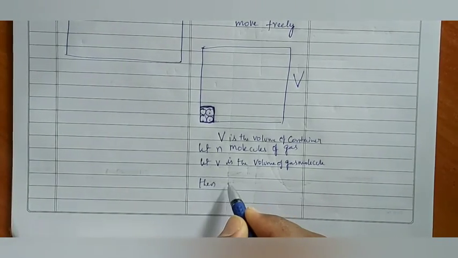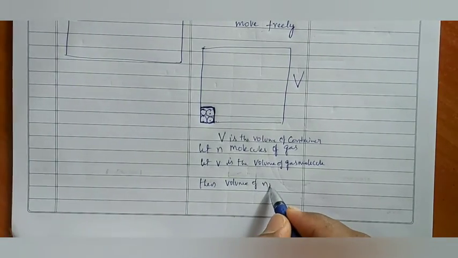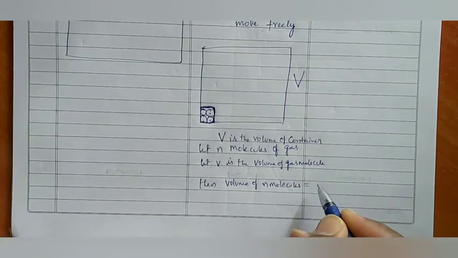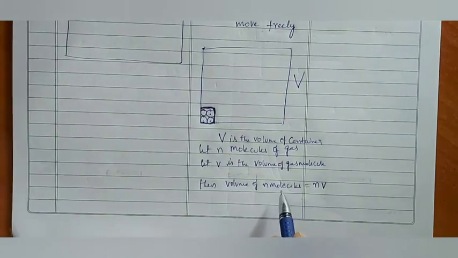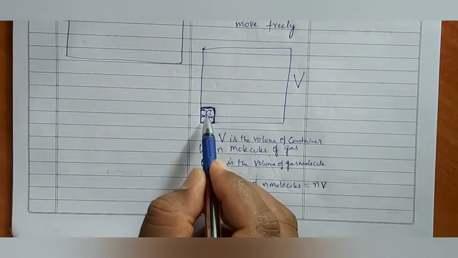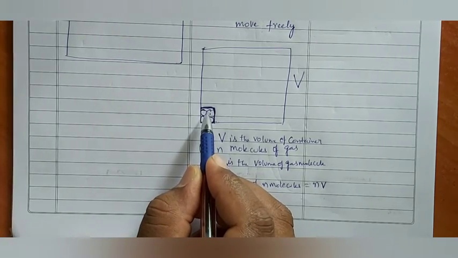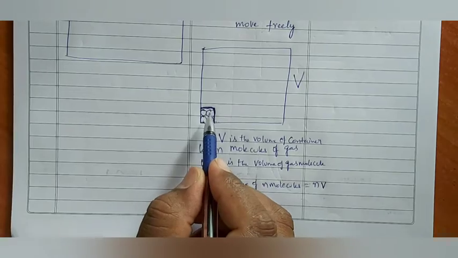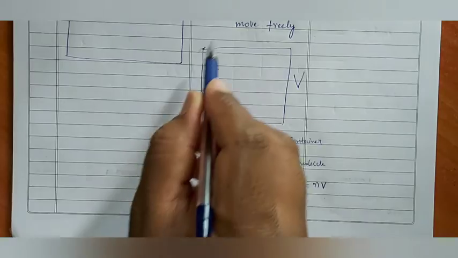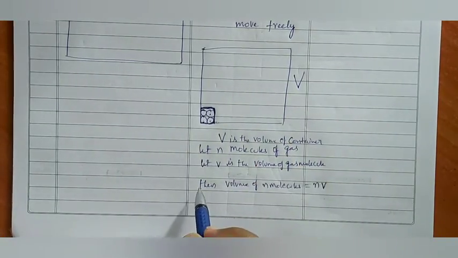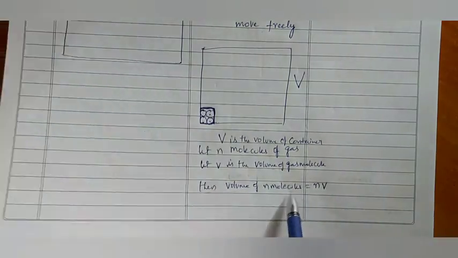Then the volume of n molecules is equal to small n into small v. Here, we are considering the volume of only 4 molecules. These 4 molecules' volume cannot move freely, so we are going to subtract these 4 molecules' volume from the total volume of the container. Like that, I considered how many molecules? N molecules.